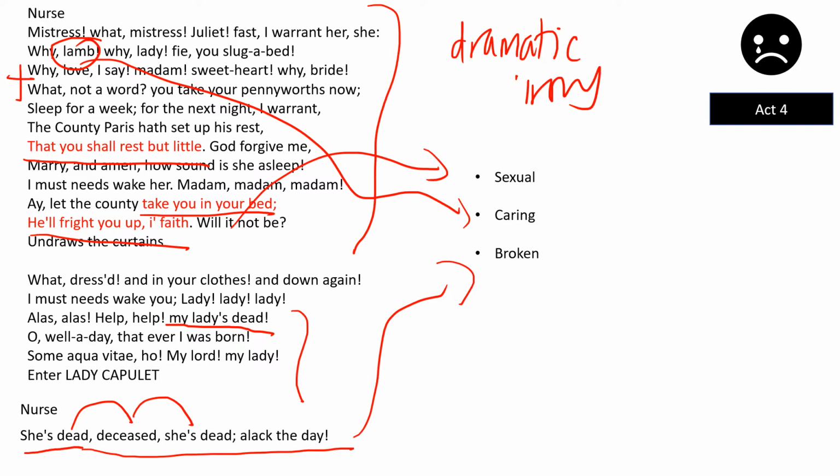Like other characters in the story that disappear and never come back, it's almost as if they've been broken by what's happened. Benvolio disappears. A character who played a slight part in the beginning of the play just doesn't appear after the fight. He disappears. And the same here, the nurse. She doesn't appear later on in the story.